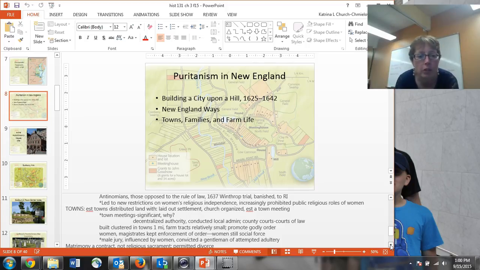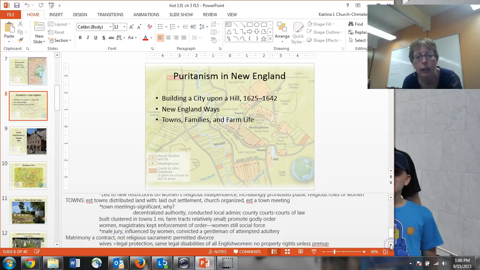Women were still a social force in the towns, but their official nature was very much restricted, especially because they no longer could or would talk about their conversion experience in the church. Only the men were to do that. The women could only do that now in front of their ministers, so it was no longer public.